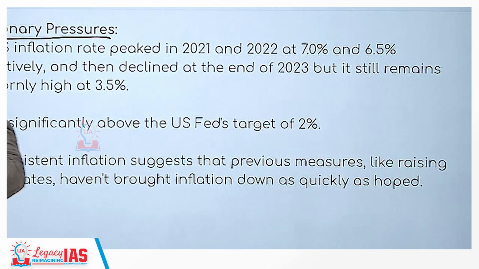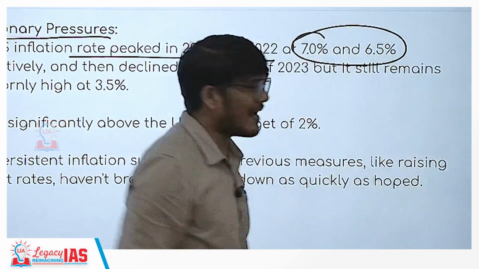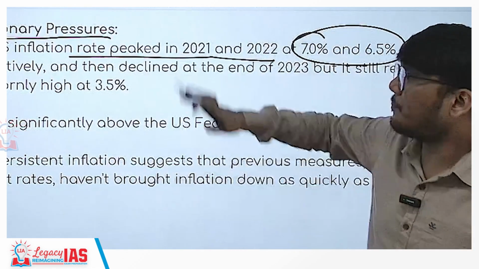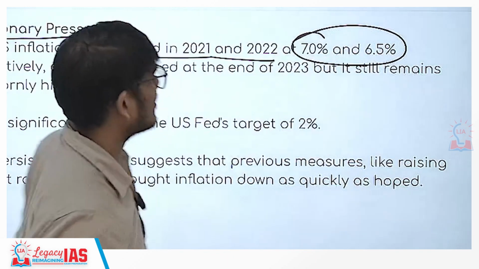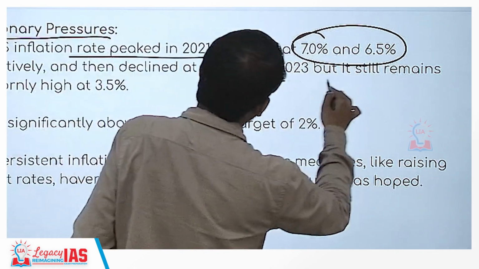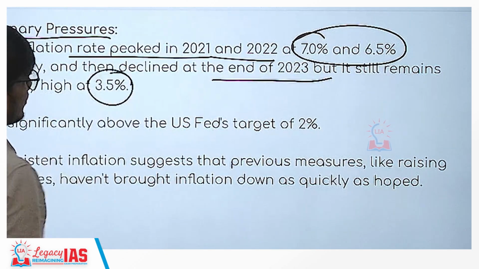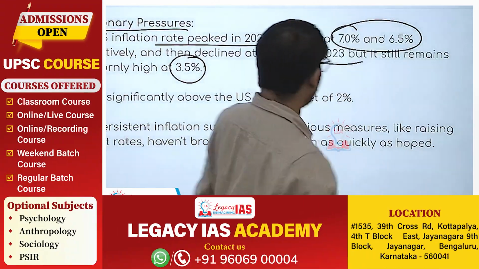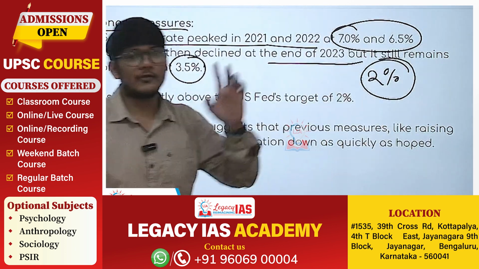Okay, the US inflation rate peaked in 2021 and 22 at 7 and 6.5%. Now these are generally the usual in South Asian economies, rather a lower inflation rate, right? But for the USA it is the peak. So it peaked and then it declined by the end of 2023, but still remains at this. Why are we saying 3.5% is still high? Because their target is 2%. That is the logic.